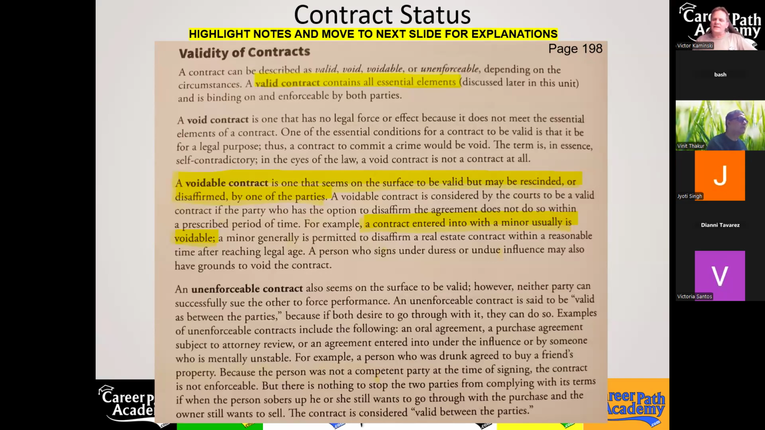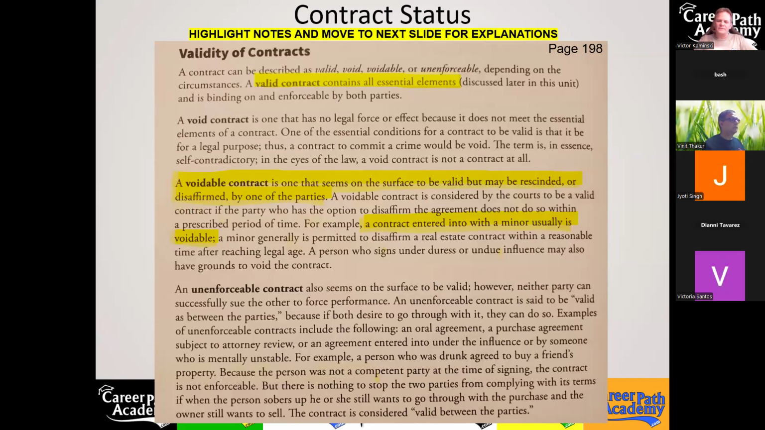So a valid contract is one that contains all essential elements. A voidable contract is one that seems on the surface to be valid, but could be rescinded or disaffirmed by one of the parties. Highlight: a contract entered into with a minor is usually voidable.